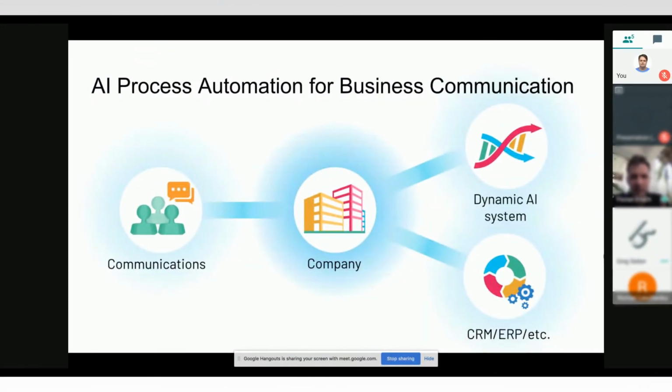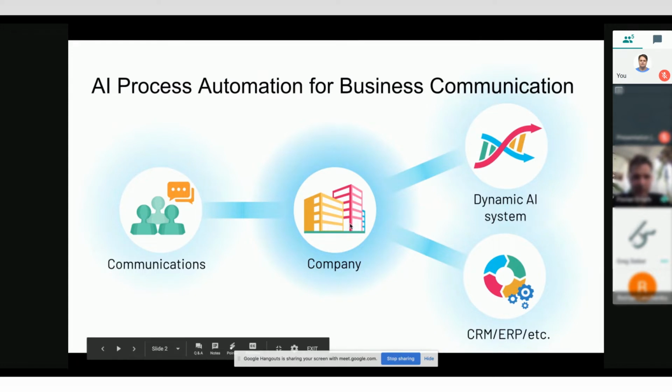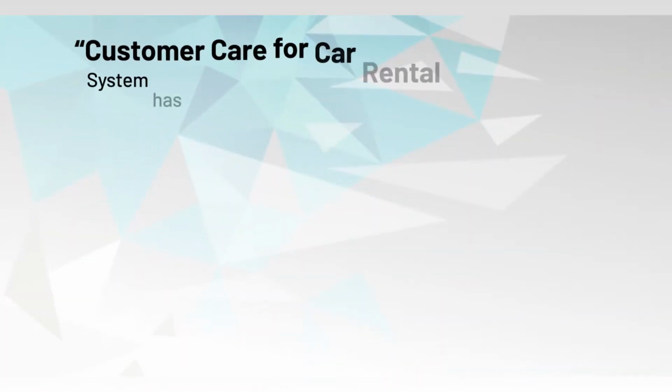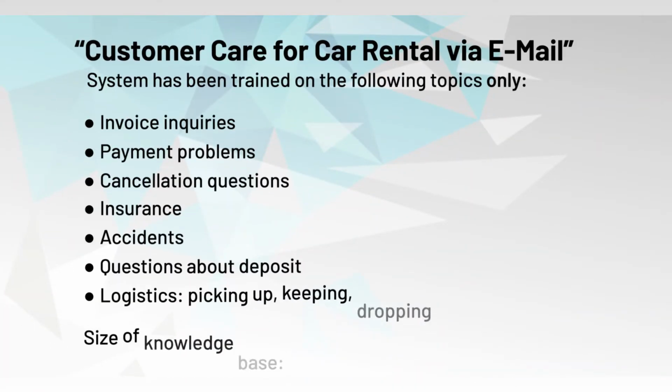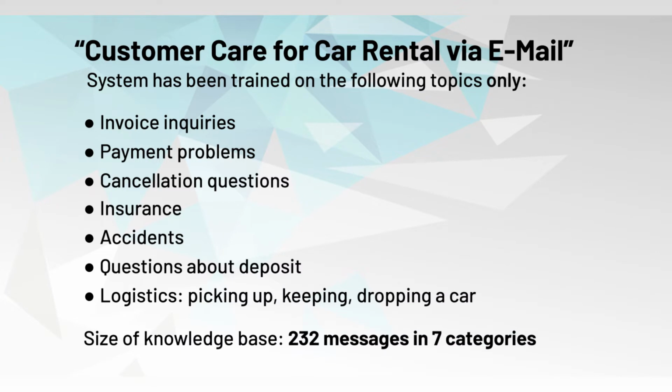Next point. Just to give you a big picture of how our system works, this is AI process automation for business communication. You have the company in the middle. It doesn't matter if it's a US government agency or AT&T or Microsoft. All these entities have communications with external and internal people like customers, prospects, employees, vendors, whatever.